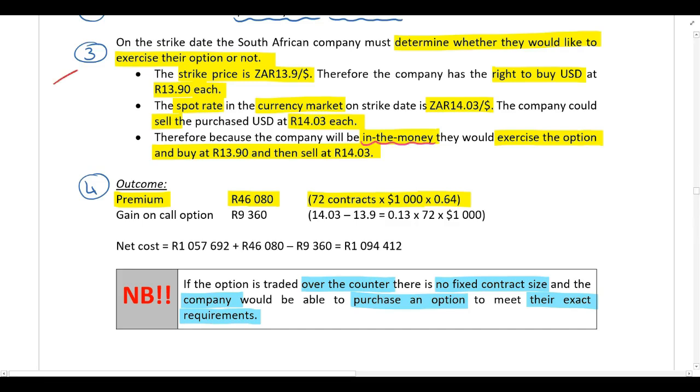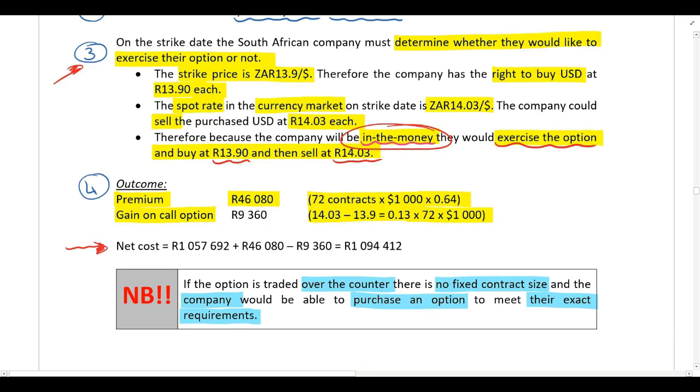However, in step 3 above, we said because the company is going to be in the money, they are going to exercise this option. They are going to buy foreign currency at 13 Rand 90 and then sell it at 14 Rand and 3 cents. So what is the gain that they are going to make on this call option? It's a gain of 13 cents per contract multiplied by 72 contracts multiplied by the standard contract size of 1,000 US dollars.